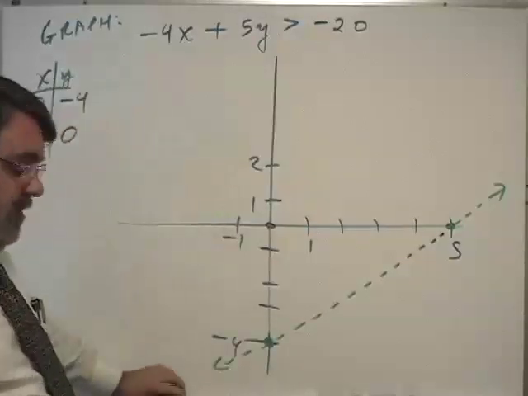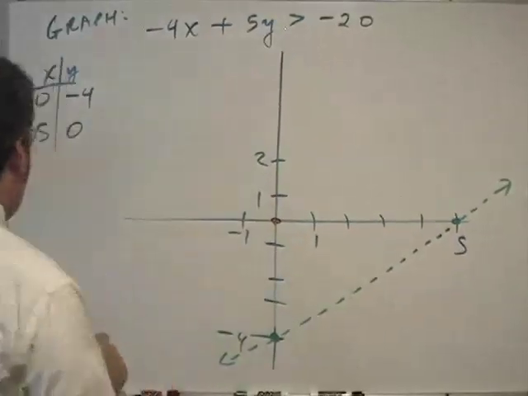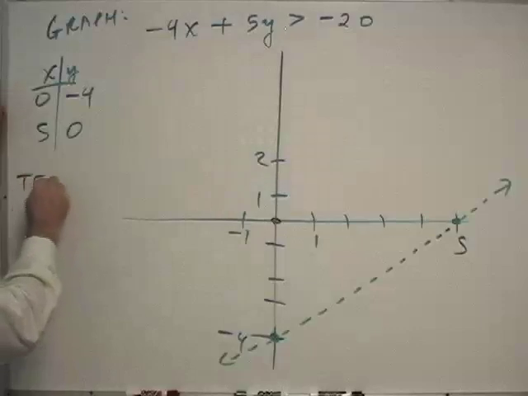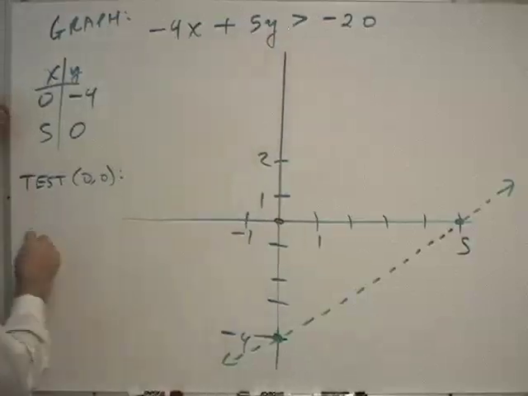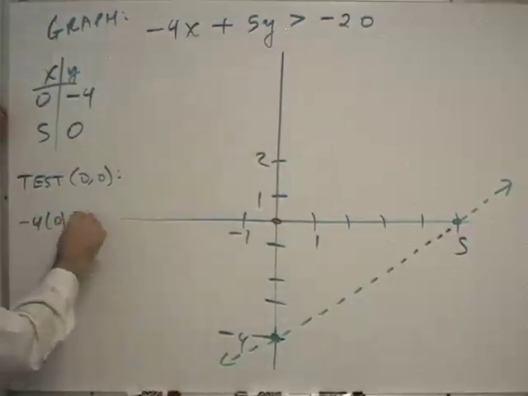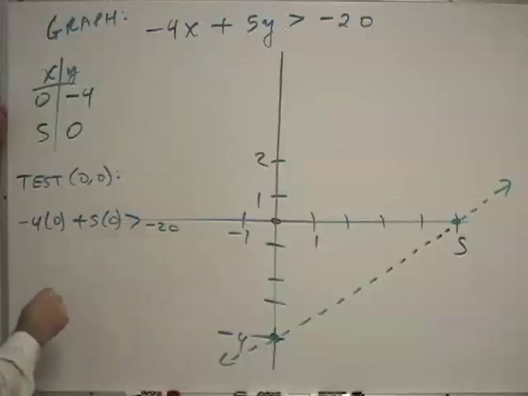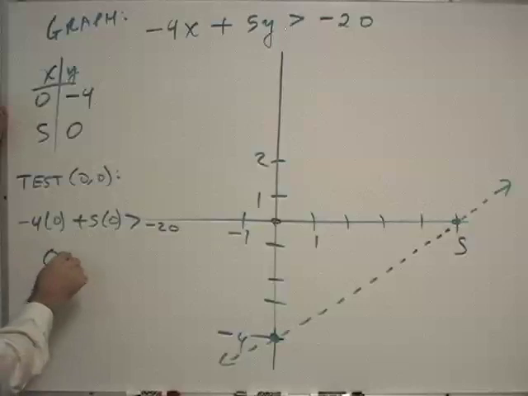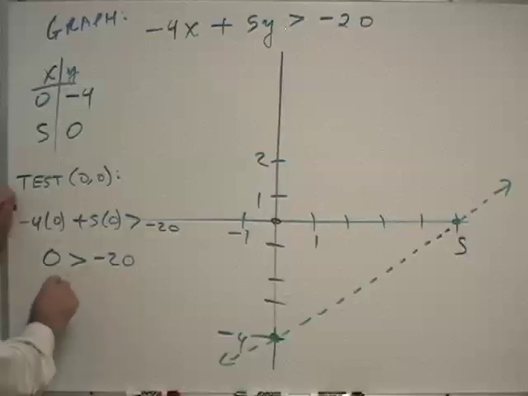So I'm going to plug that number into the original problem, and I'll do it over here. I'm going to test 0, comma 0. So when I plug zeros in, I get negative 4 times 0 plus 5 times 0 is greater than negative 20. And as you can see, the whole left side is 0. So 0 is greater than negative 20. And then you have to ask yourself, is this true or false? 0 is greater than the negative number, so that's a true statement.